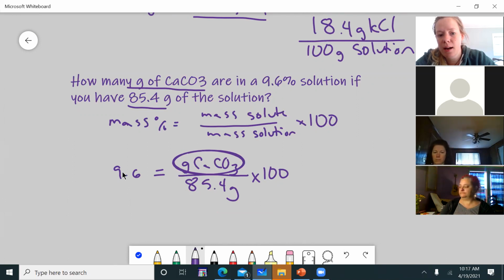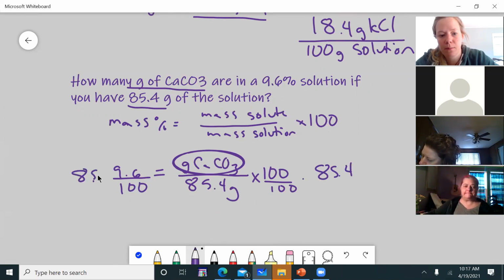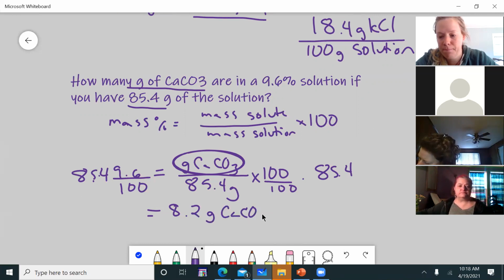So we're going to take our 9.6, divide each side by 100, and then multiply each side by 85.4. And you should get 8.2 grams of CaCO3. That's one way to do it, is plug and chug.